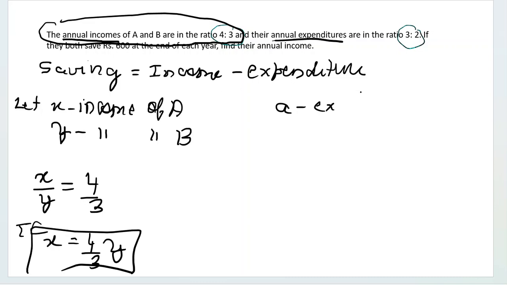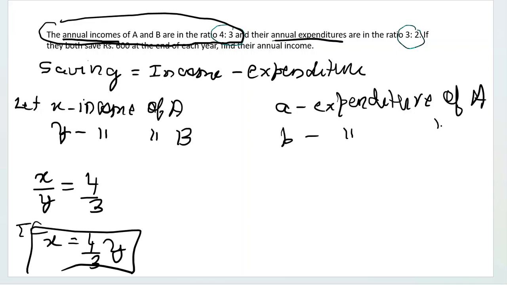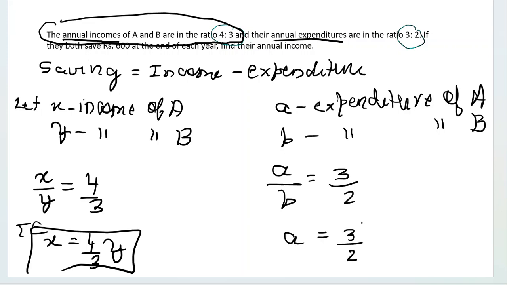Similarly, now we are discussing the annual expenditure. A is the expenditure of A, B is the expenditure of B. It is said that A upon B is 3 upon 2. So again we get A is equal to 3 upon 2 B. This serves as trump card 2. Since there are two ratios given, we end up getting two trump cards.